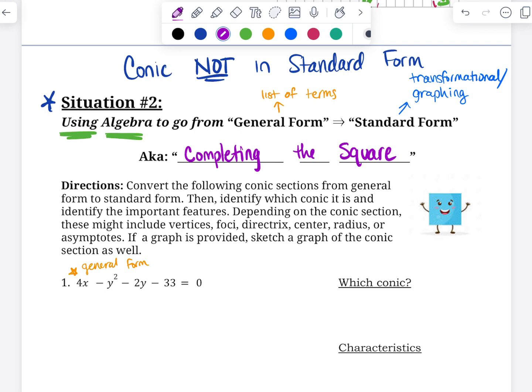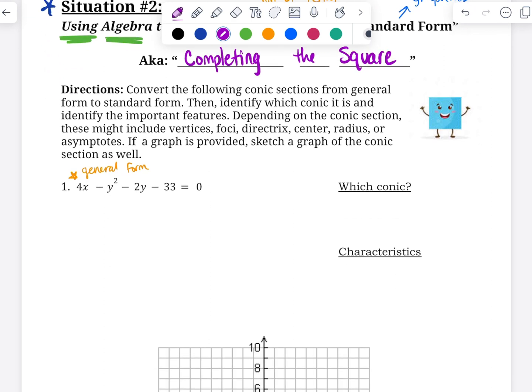Let's get started. First order of business, before you try to complete the square or do anything, you should take a look at the equation and ask yourself, what kind of conic am I dealing with? You should look for how many terms are squared, whether terms are positive or negative, leading coefficients, all that stuff. I'm noticing that there's only one term squared. Anytime that happens, that means we have a parabola.